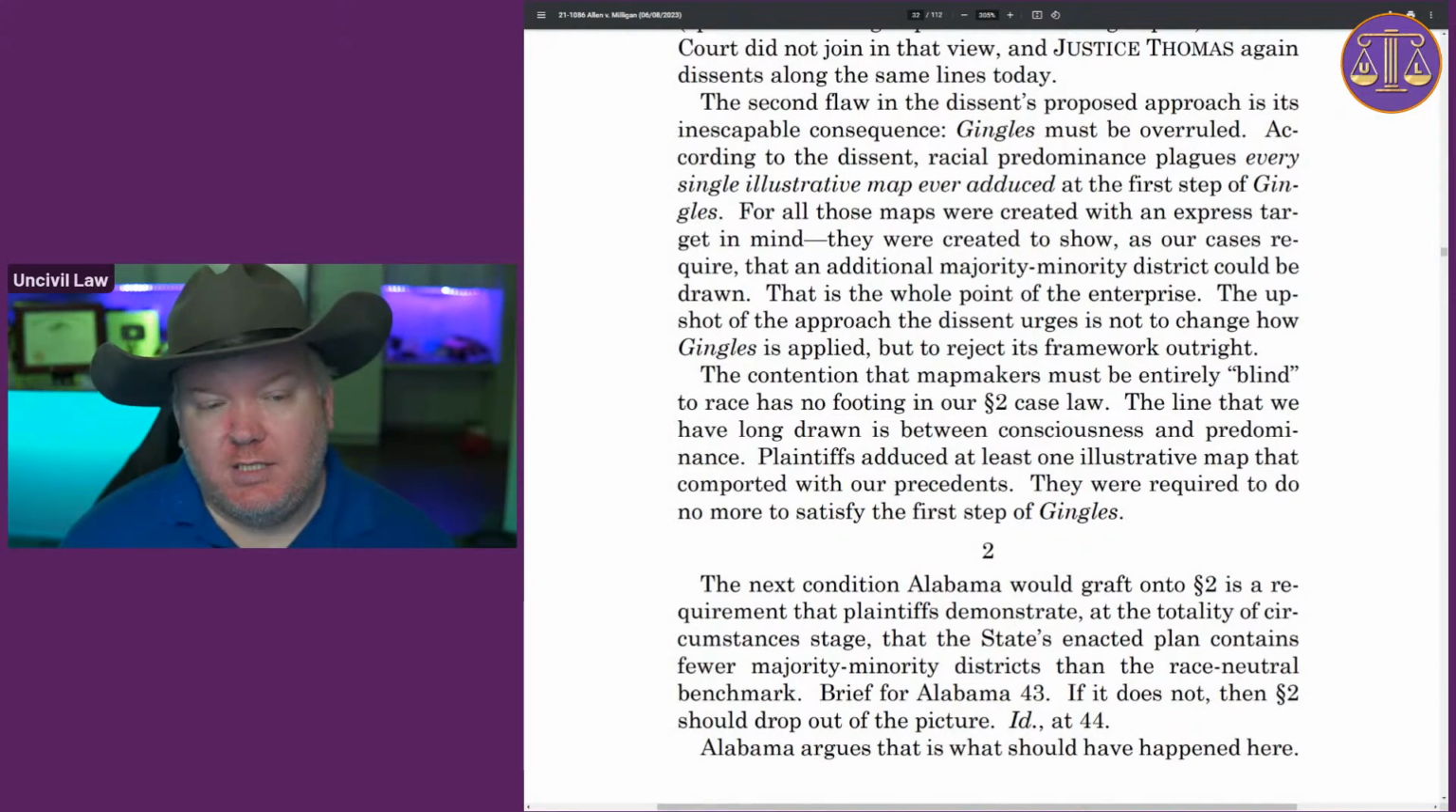The upshot of the approach the dissent urges is not to change how the law is applied, but to reject its framework outright. The contention that map makers must be entirely blind to race has no footing in our law. The line we have long drawn is between consciousness and predomination. Plaintiffs adduced at least one illustrative map that comports with precedent. That they're required to do satisfies no more than the first step of Gingles.